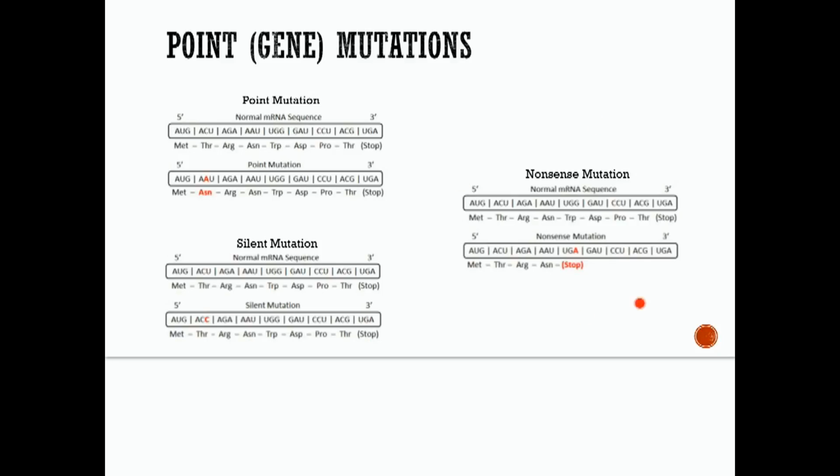And then there's a nonsense mutation, where a change turns an amino acid codon into a stop codon. So this causes the normal polypeptide sequence in the resulting protein to be shorter than usual. Almost all of these can lead to a serious genetic condition.